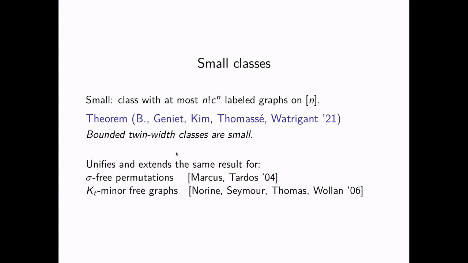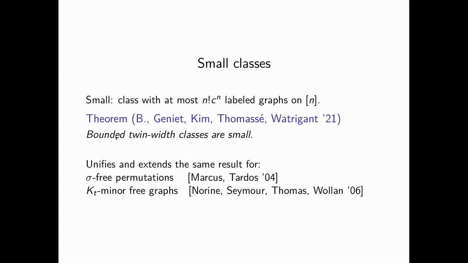So we showed that classes of bounded twin-width are small, and it generalizes and unifies the Stanley-Wilf conjecture, that can be rephrased as permutation classes avoiding a pattern are small, and the fact that K_t minor-free classes are small. That was proved by Norine, Seymour, Thomas, and Wollan. So yes, it unifies those things, but it crucially depends on the proof of the Marcus-Tardos theorem.